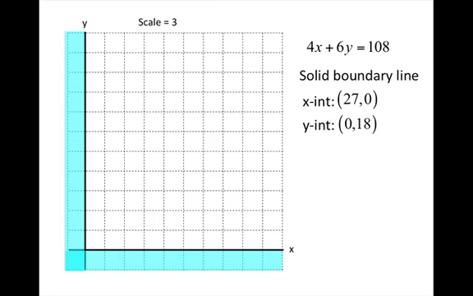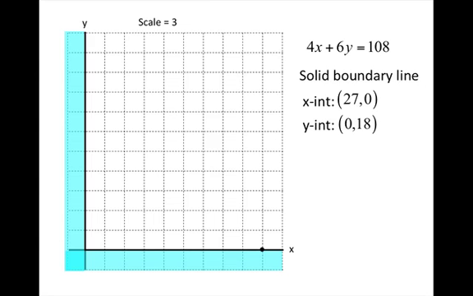Now I begin with the 4x plus 6y equals 108. My intercepts were 27, 0 and 0, 18. For my second line, my intercepts were 24, 0 and 0, 24. Since these were all multiples of 3, I'm going to let my scale be 3. To plot the point 27, 0, if every line represents 3, I need to go over 9 lines to get to 27. So it's going to look like the ordered pair 9, 0.